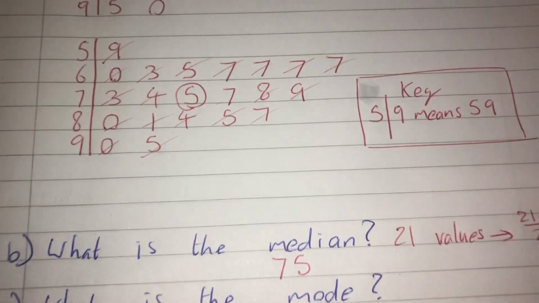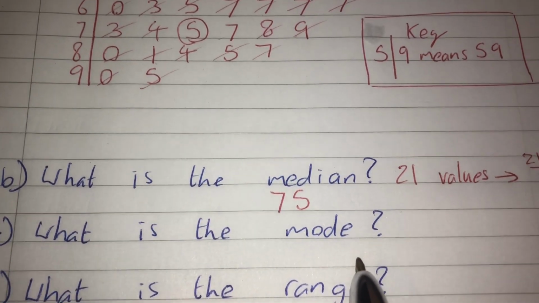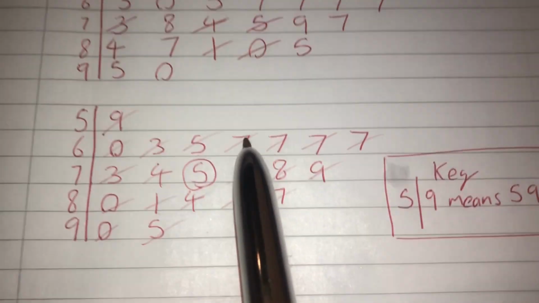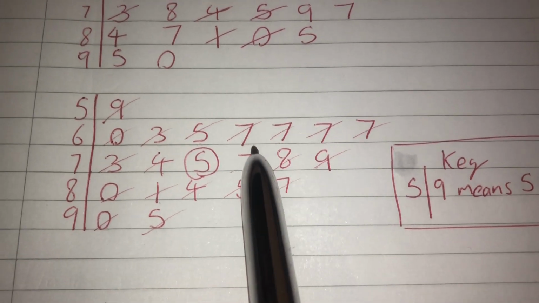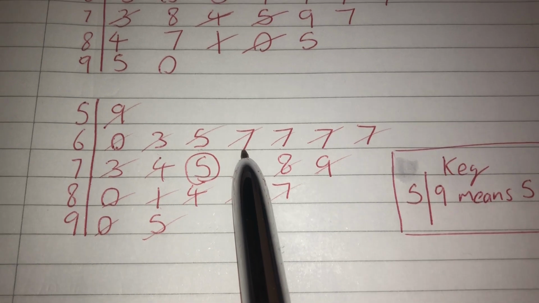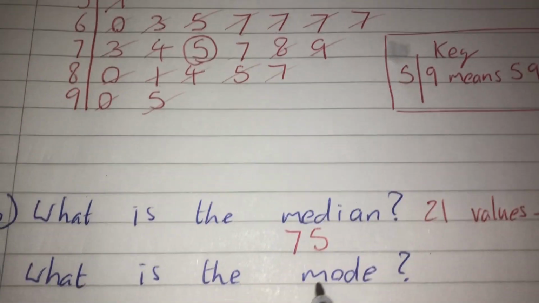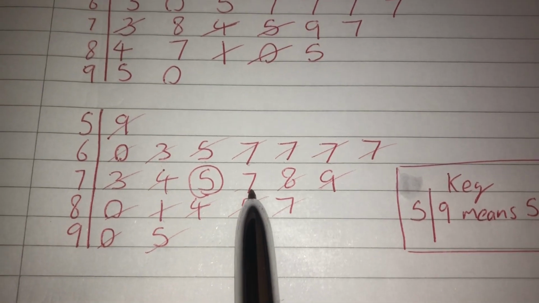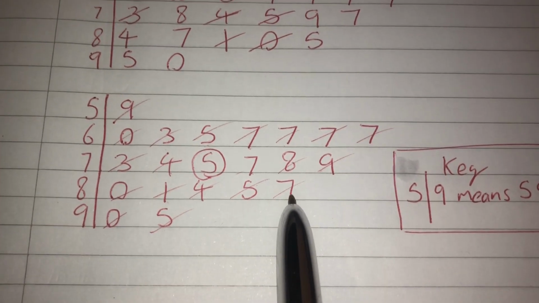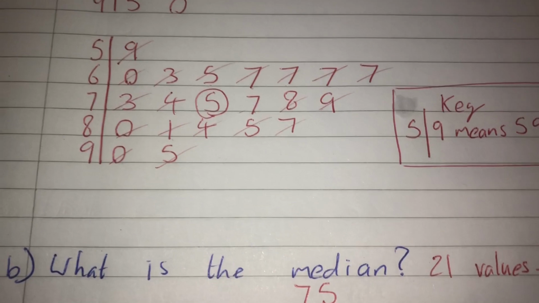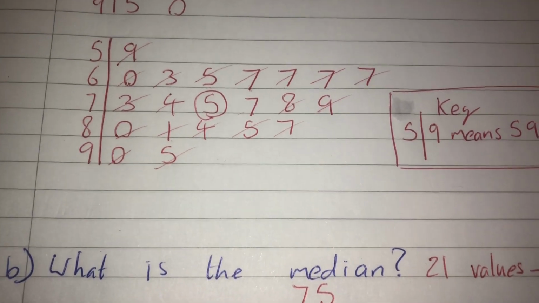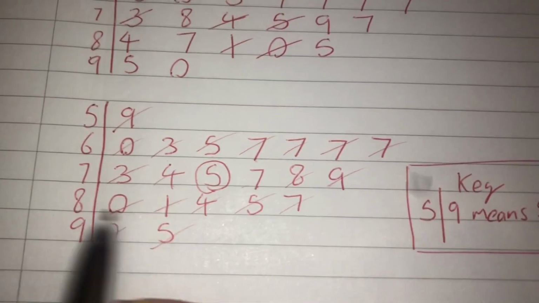The mode is also very easy to determine from a stem and leaf diagram because the data has been put in order. The mode is 67, and it's important to keep in mind that although 7 appears often, this 7 represents 77 and this 7 represents 87, so the mode is 67. So that's important to remember. It's important what row it's in.